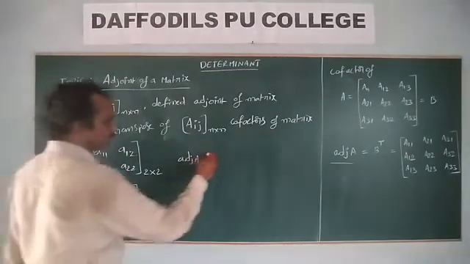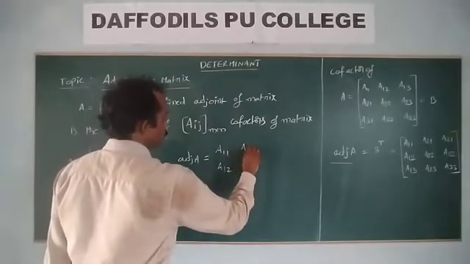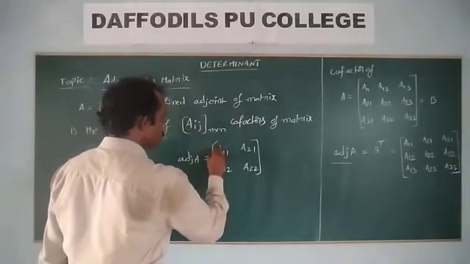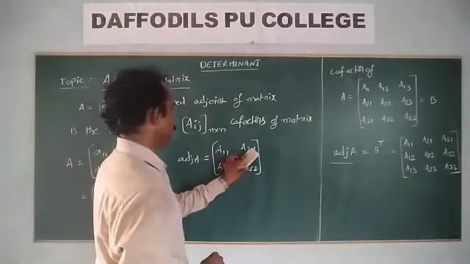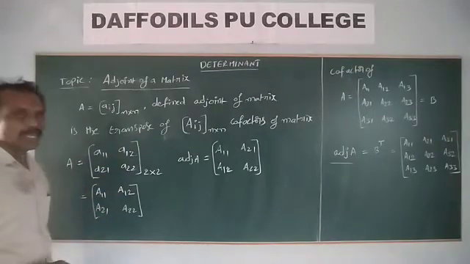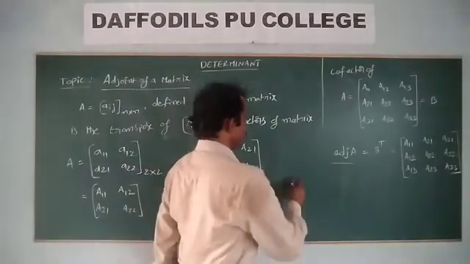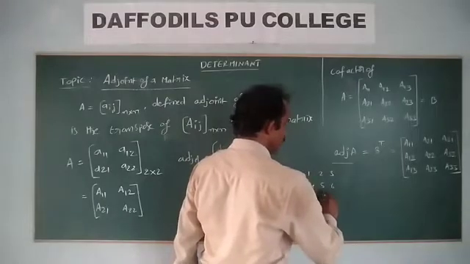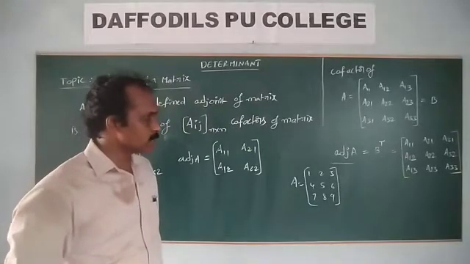Adjoint A is the transpose of this one: A11, A12, A21, A22. Sorry, this is A21. Transpose gives A11, A21, A12, A22. This is adjoint A. For example, take a 3 by 3 square matrix 1, 2, 3, 4, 5, 6, 7, 8, 9.